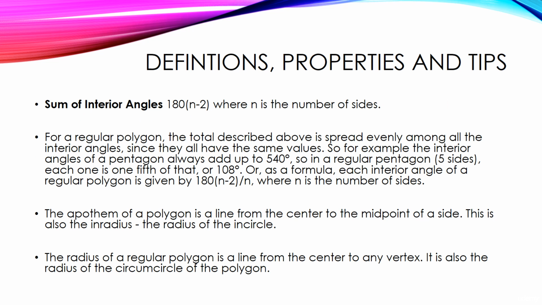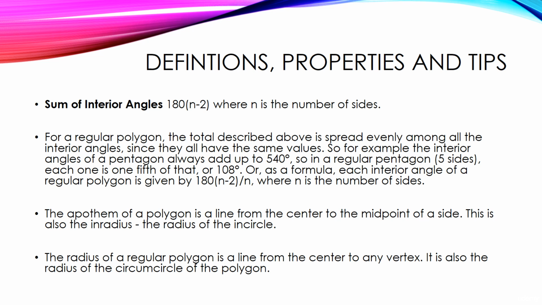Let us look at some definitions, properties and tips of polygons. Sum of interior angles in a polygon is 180 into n minus 2, where n is the number of sides. For a regular polygon, the total described above is spread evenly among all the interior angles since they all have the same values. So for example, the interior angles of a pentagon always add up to 540 degrees. So in a regular pentagon, each one is 1/5 of that, or 108 degrees. Or as a formula, each interior angle of a regular polygon is given by 180 into n minus 2 by n, where n is the number of sides.